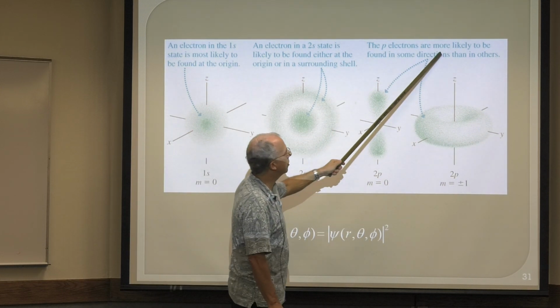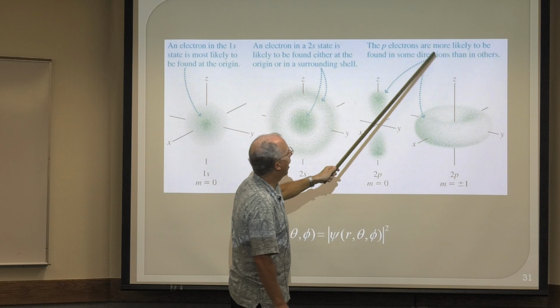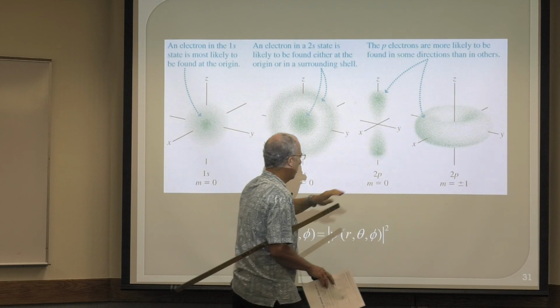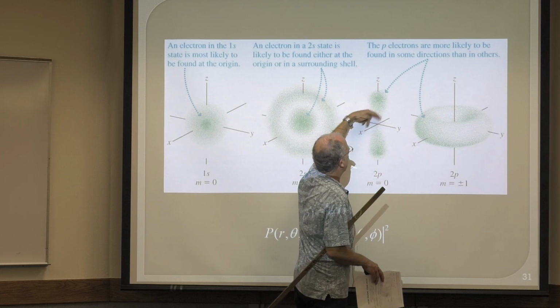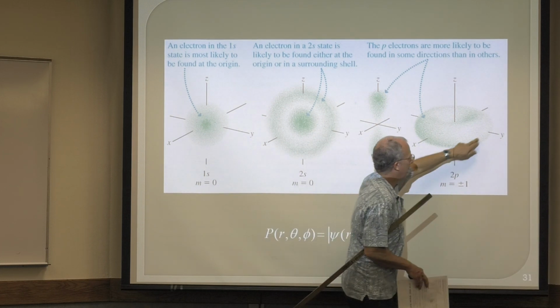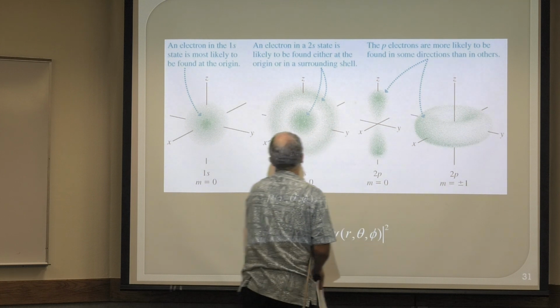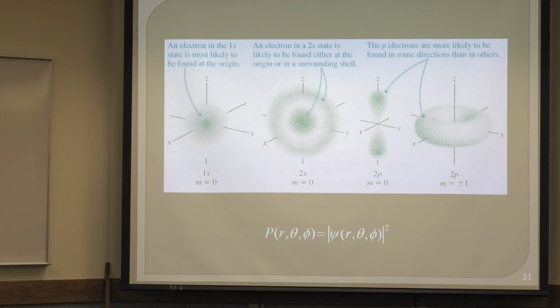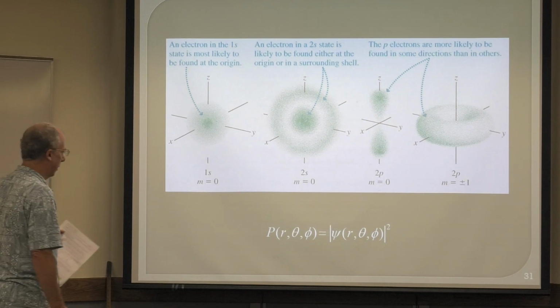The p electrons are more likely to be found in some directions than in others. So 2p with the m equals 0 here, and then this kind of looks like a donut, huh? All right. So what do you notice? You notice shell structure, right? You notice shell structure.